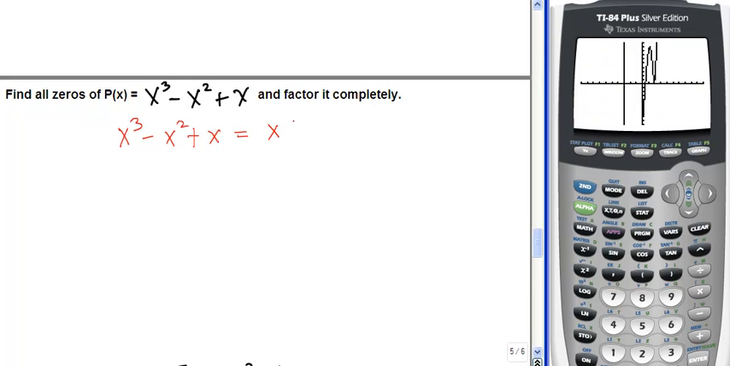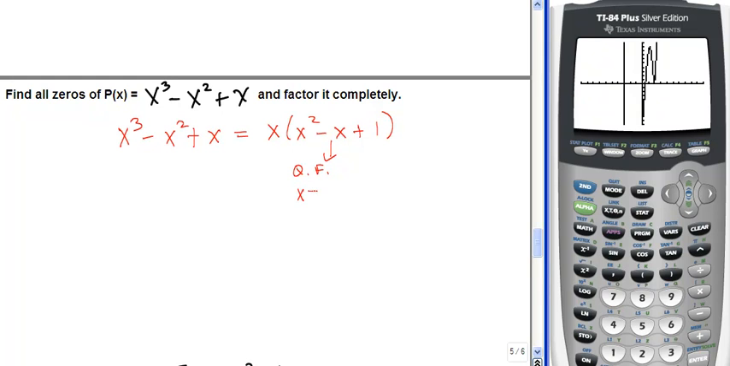So I can pull out an x like a GCF, and that will leave me with an x squared minus an x plus a 1. Now does this quadratic here factor any further? It doesn't look like it. There's no way that I can multiply to a 1 on the end here and still have a middle term of negative 1. So to me, it looks like we're going to have to break out the quadratic formula to find the zeros of this quadratic.